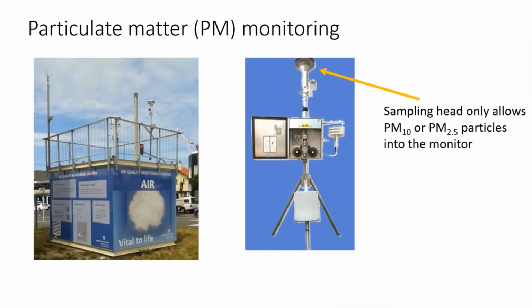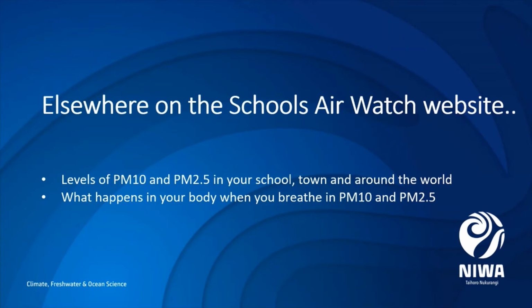At an air quality monitoring station, air is sampled through a sampling head that looks like a hat. It makes sure that only PM10 or PM2.5 particles enter the monitoring instruments. You'll find out more about PM10 and PM2.5 on the school's air website: how much there is in your town, in your classroom, around the world, and what happens when we breathe them in.